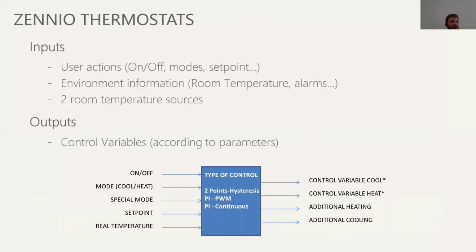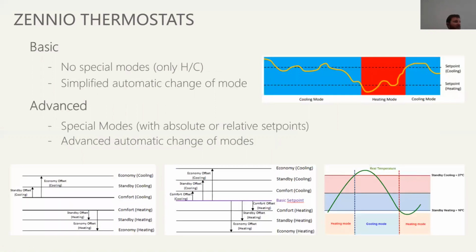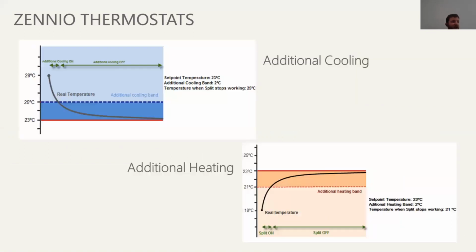And then a bit of the Zenio thermostat, the inputs a Zenio thermostat has. The inputs are basically the same for both the basic and the advanced, just the special mode would be the biggest difference. Of course, no special modes in the basic thermostat. Differences between basic and advanced, which again were basically the special modes, and additional heating and cooling.